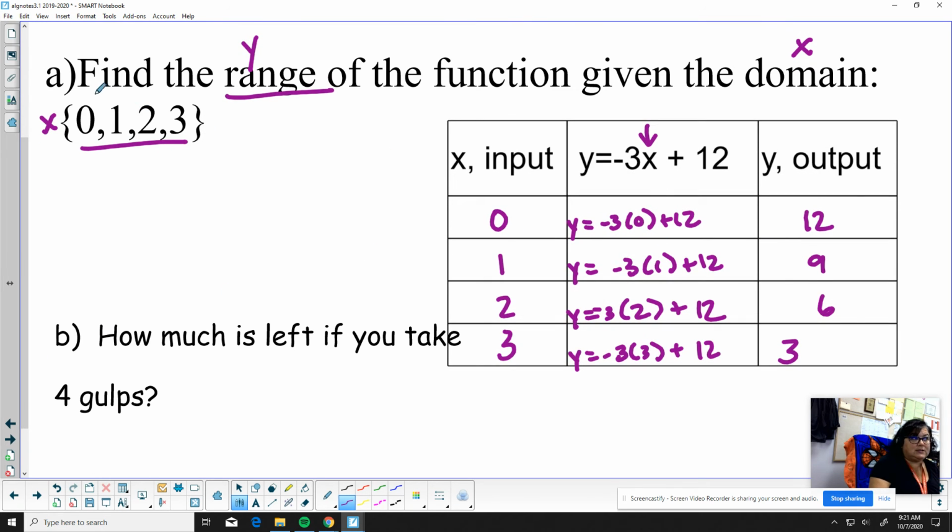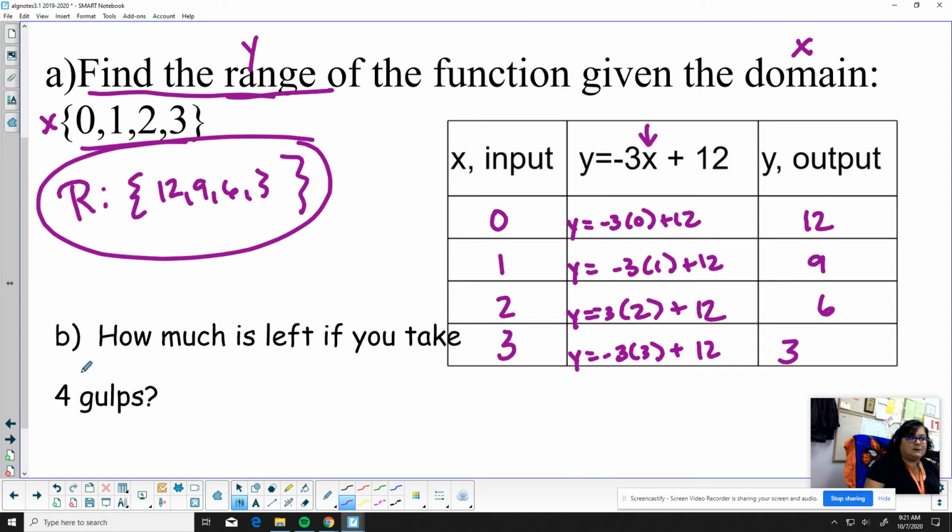Okay, so my range, since it says find the range, would be all the y's. So I would write the range is 12, 9, 6, and 3. That's my answer. So we can even figure out, if we make a prediction, what a 4 would be. If I take 4 gulps, well, you can see this is going down by 3 each time, hopefully. So I bet you can predict what this is. It's 0 because I subtracted 3, subtracted 3, subtracted 3, subtracted 3. So each gulp is taking away 3 each time.